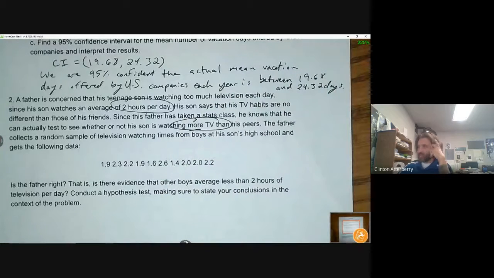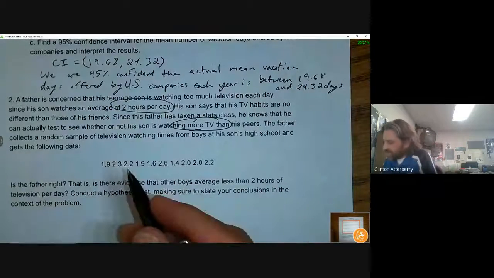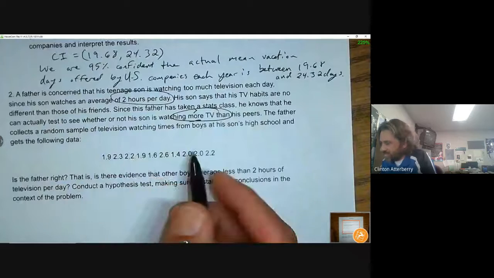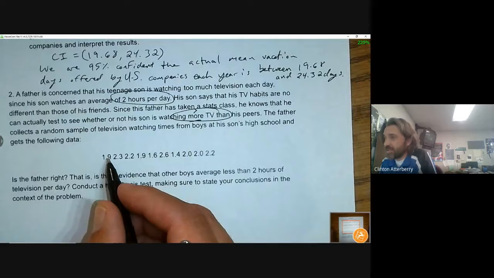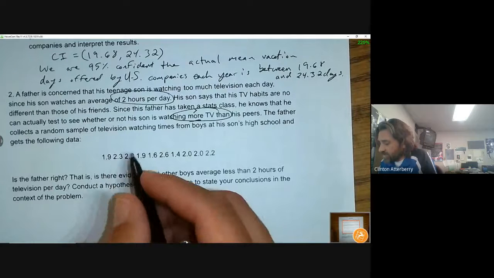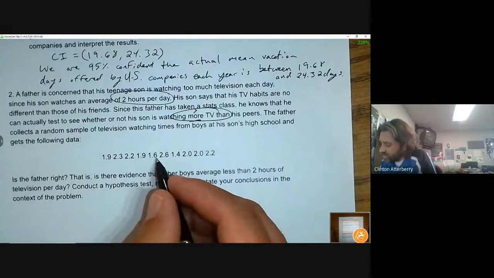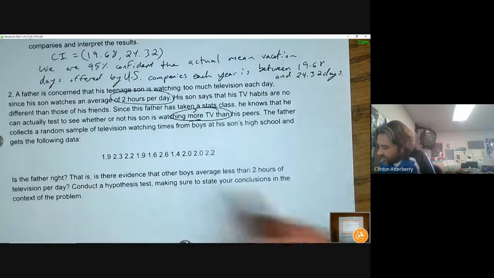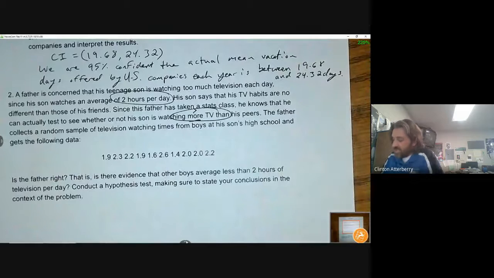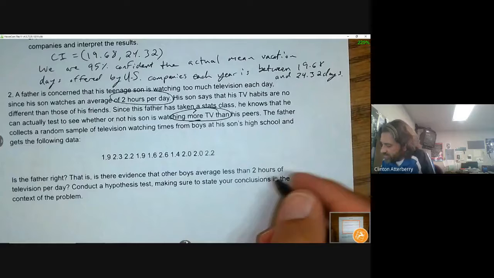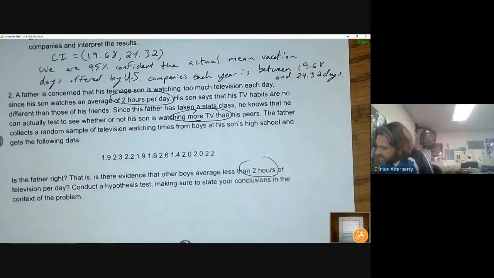The father collects a random sample of television watching times from boys at his son's high school and gets the following data. It might be kind of difficult to see because they're all jammed together, but each one writes 1.9 hours. One boy said he watches on average per day 2.3, 2.2, 1.9, 1.6. So is the father right? Is there evidence that other boys average less than 2 hours of television per day? Conduct a hypothesis test, making sure to state your conclusions in the context of the problem.